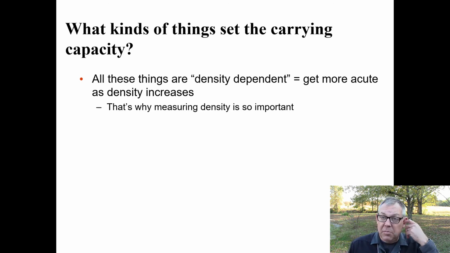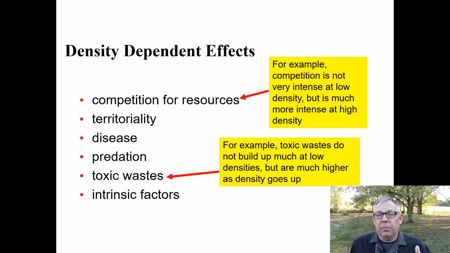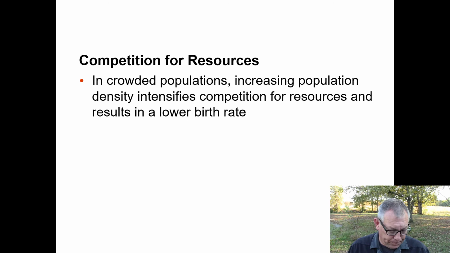That's the first thing we talked about: measuring, mark-recapture, and let's measure the density. It's because as the density goes up, these things become more intense. And so, for example, when the density is low, competition is not very intense. But as the density gets higher, competition for resources becomes a much bigger deal. So the effect changes depending upon the density. Toxic wastes don't really build up when you've got a low density population. But as the density gets higher, you get more toxic wastes and so on. That's what we mean by density-dependent effects. It depends on the density.